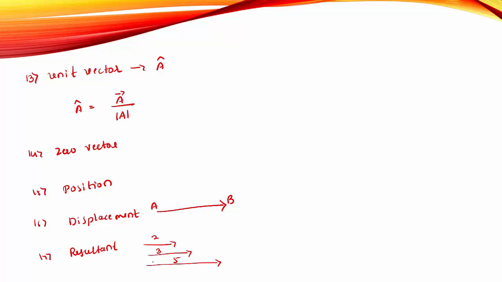Then after that we studied addition of vectors. In addition of vectors we studied 3 laws: triangle law of vector addition, parallelogram law of vector addition, and polygon law of vector addition. See here, when it comes to addition of two vectors, suppose this is a vector P plus another vector Q. How to add these two vectors? This is the resultant vector, or the sum of the two vectors. Vector P plus vector Q gives the resultant of the two vectors.